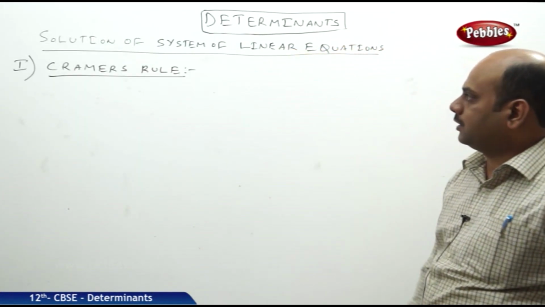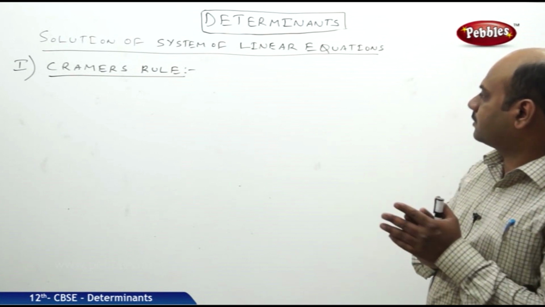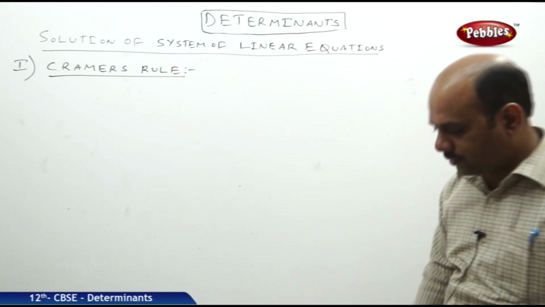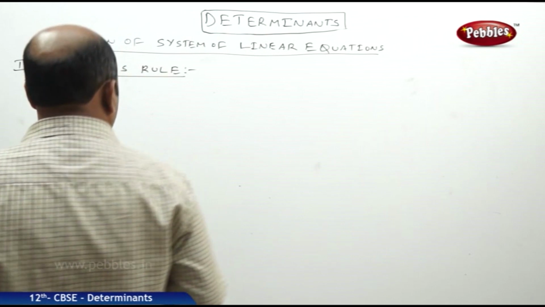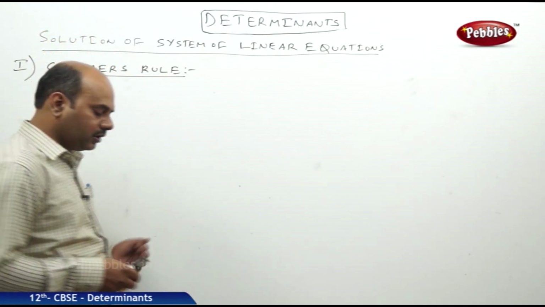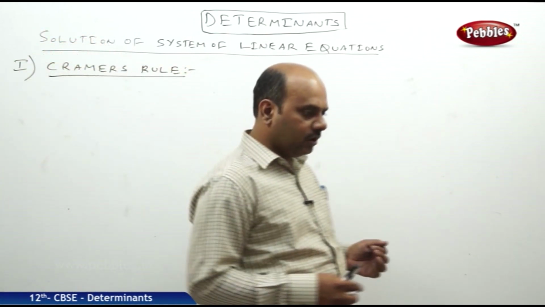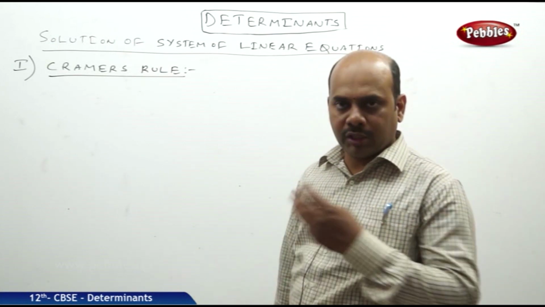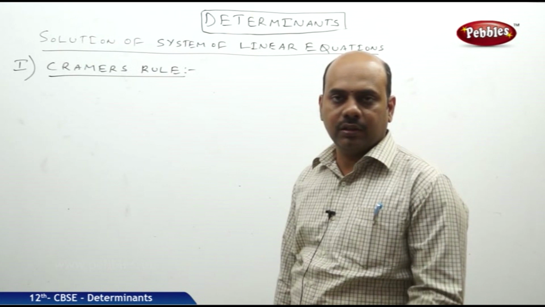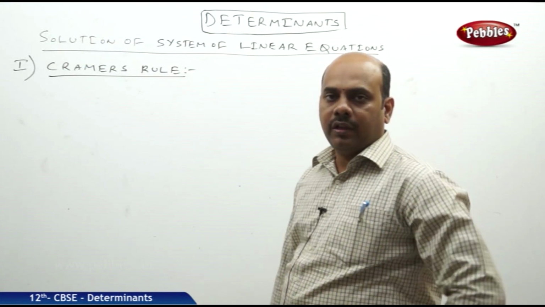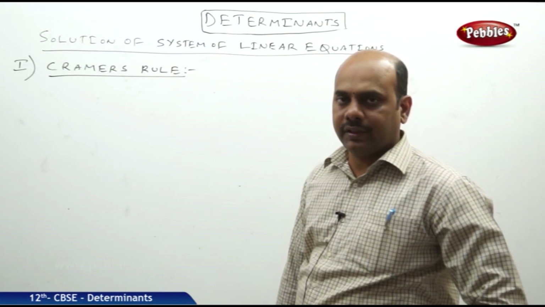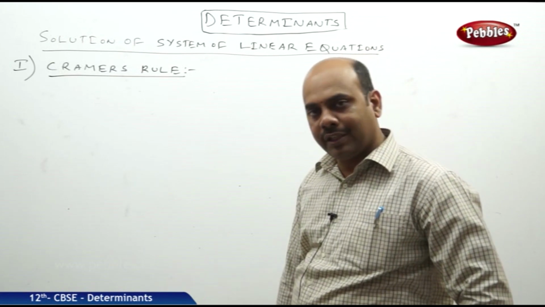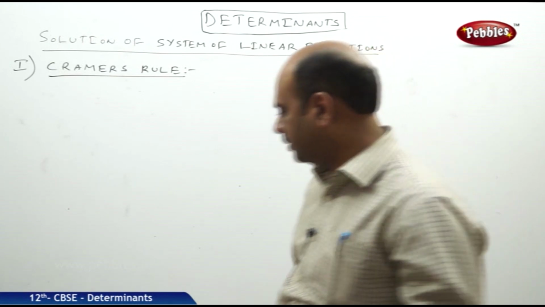We shall be going for the next topic called solution of system of linear equations. Now here, solution of system of linear equations means there might be given 2 equations in 2 unknowns, or you might be having 3 equations in 3 unknowns. So here in today's class we will be solving system of linear equations when 3 unknowns are given to us.